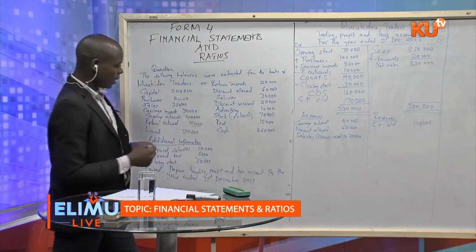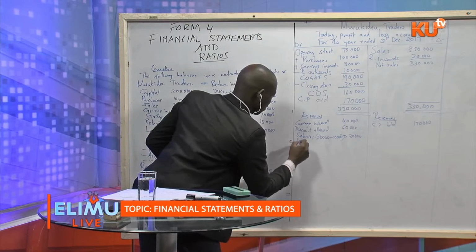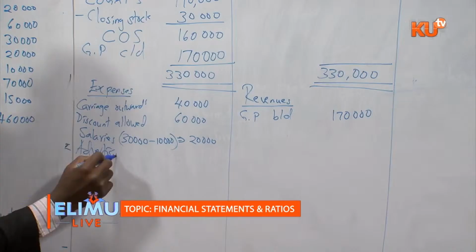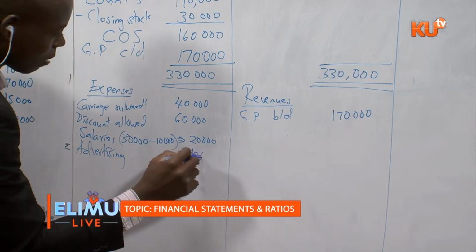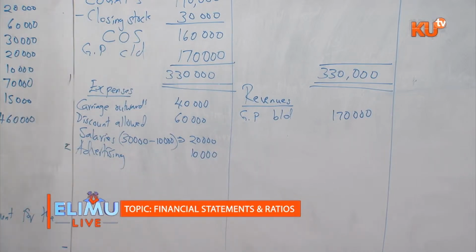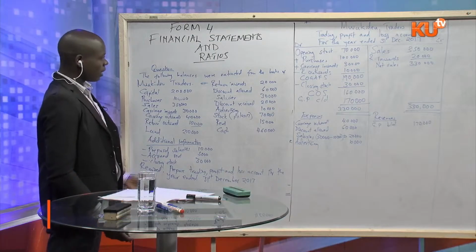Let's go to the next, advertising. Our advertising figure is 10,000, so we record 10,000. Stock is an asset, so that we have already captured it also.